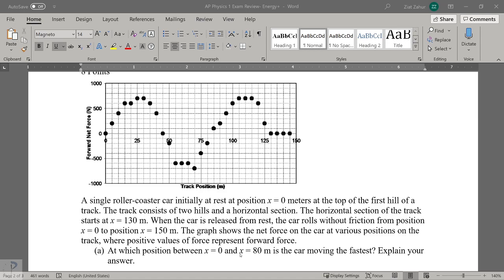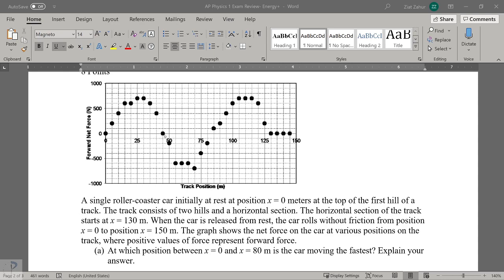At which position between 0 and 80 is the car moving the fastest? So we have to do a bunch of positive work to get it to accelerate. We start from 0 meters per second because we're starting from rest. So at the top of the hill, we're at 0. And then we do positive work. But after this point here, what point is this? When does it turn negative? Well, this is 50. And how many blocks is there? 1, 2, 3, 4, 5.